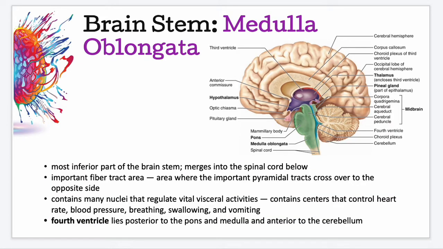So, medulla oblongata. Now, this is the most inferior part of the brainstem, and it merges into the spinal cord below. It is an important fiber tract area where the pyramidal tracts cross over to the opposite side. It's very complicated, but it's also very important. It contains many nuclei that regulate vital visceral activities. It contains centers that control heart rate, blood pressure, breathing, swallowing, and vomiting. And your fourth ventricle lies posterior to the pons and medulla and anterior to the cerebellum.